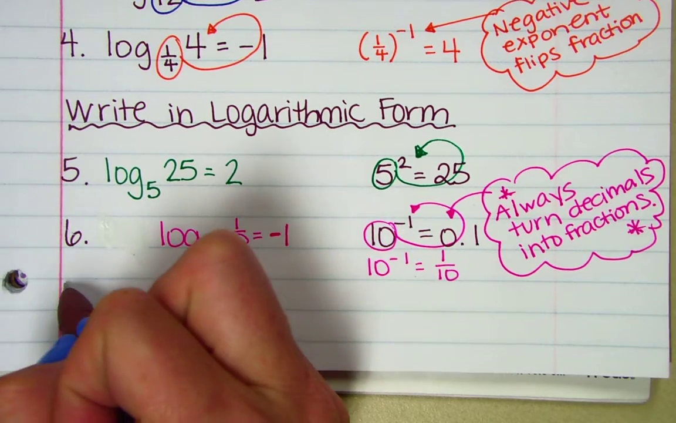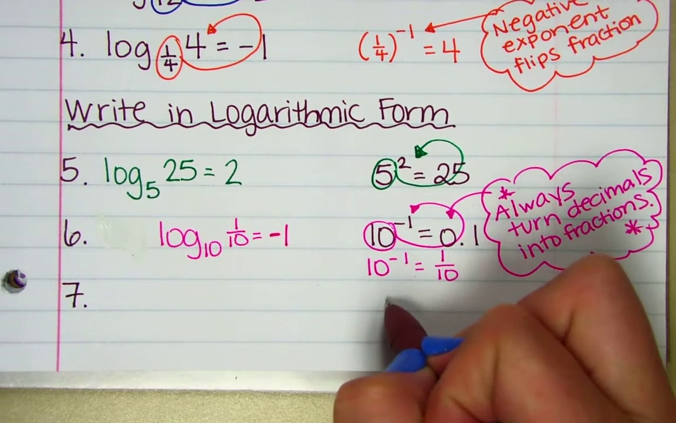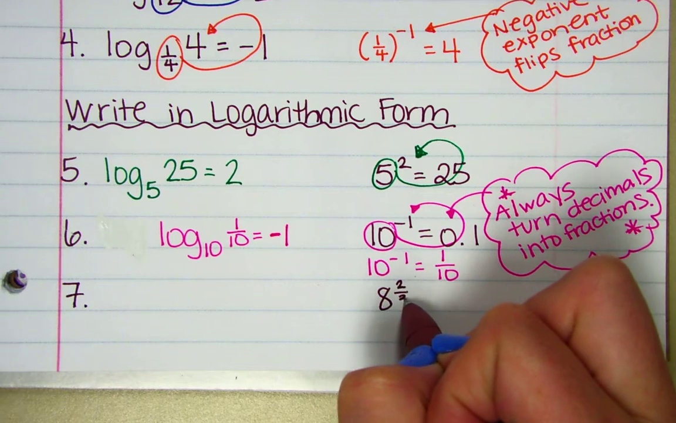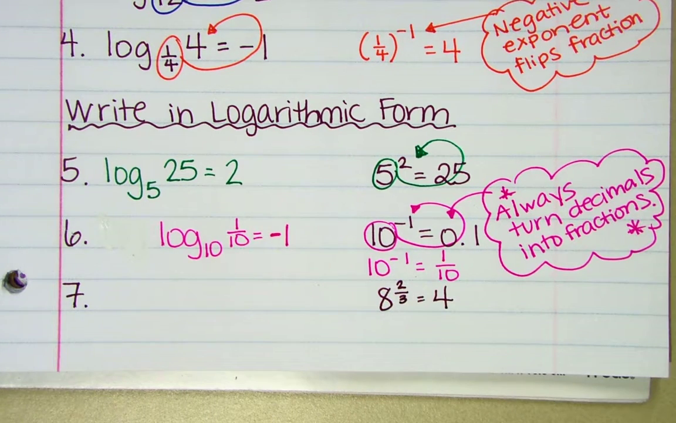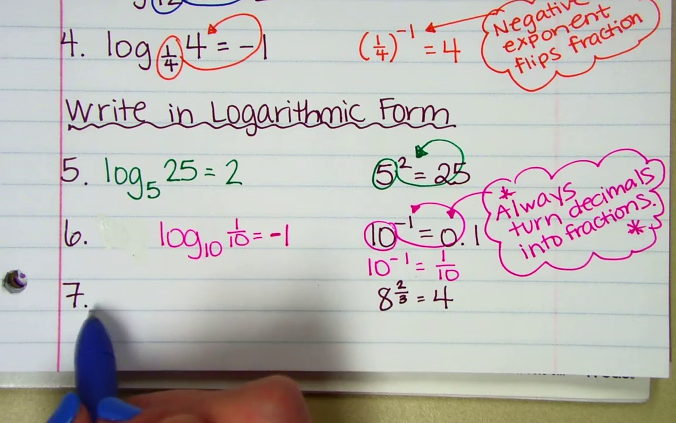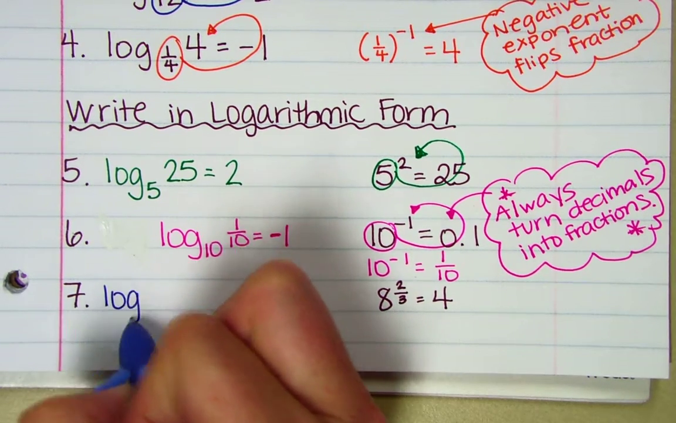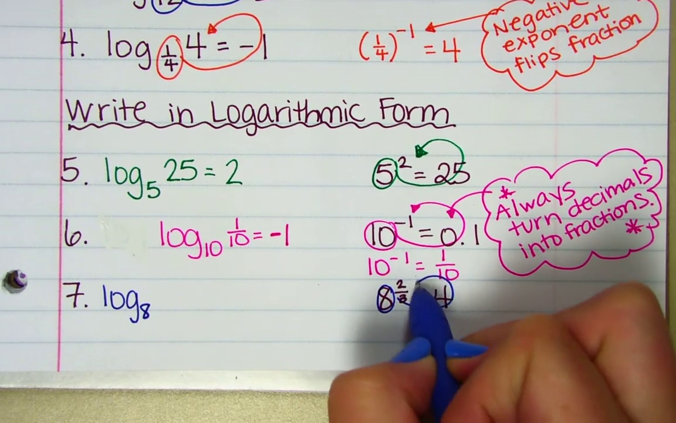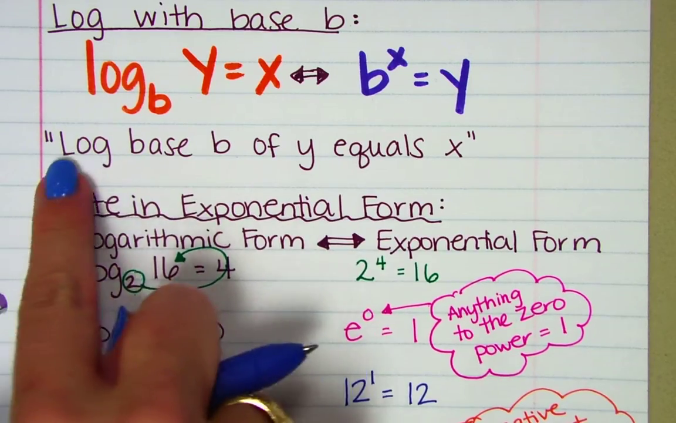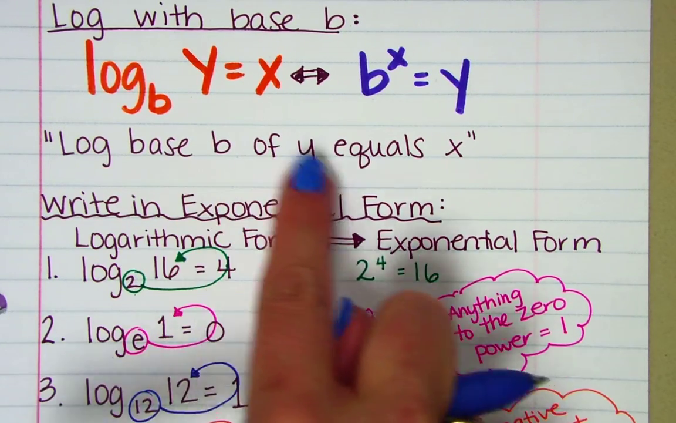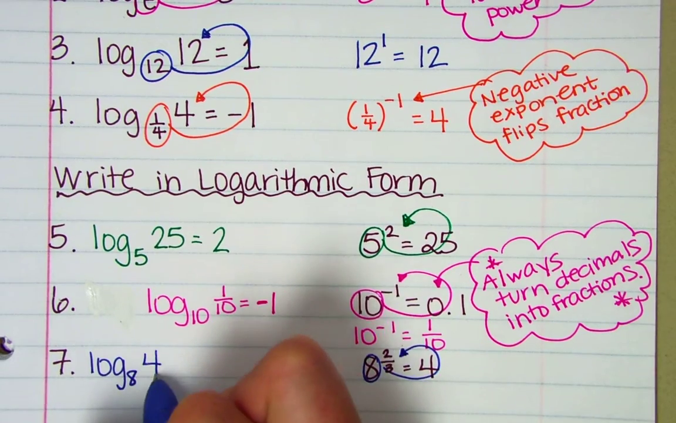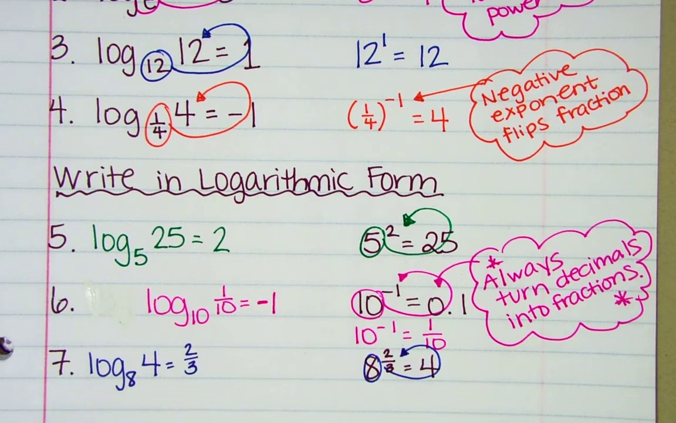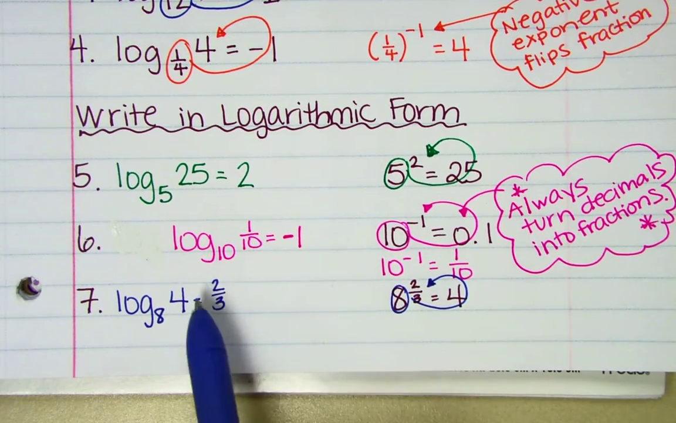Next one, number 7. 8 to the 2/3 equals 4. Okay, so what am I going to write here? Log, what's my base? Log base 8 of 4. Okay, we're reading it like this up here. So log base 8 of 4 equals what? Equals 2/3. Okay, good.